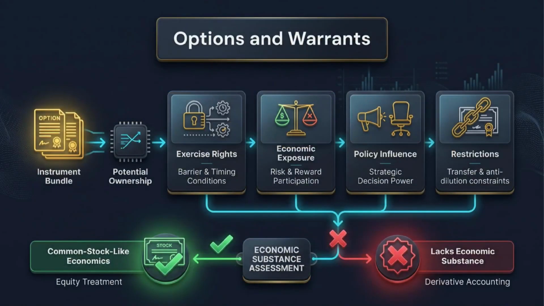Options and warrants also require careful analysis. Holding the right to buy common stock in the future is not the same as currently holding common stock-like economics. We need to examine exercise rights, timing, barriers, restrictions, economic exposure, and current policy influence. Does the holder participate today in gains and losses or only potentially in the future? Can the holder currently influence operating or financial policies, or is the instrument just a right waiting in the drawer? Potential ownership can be important, but potential is not the same as present economic substance.